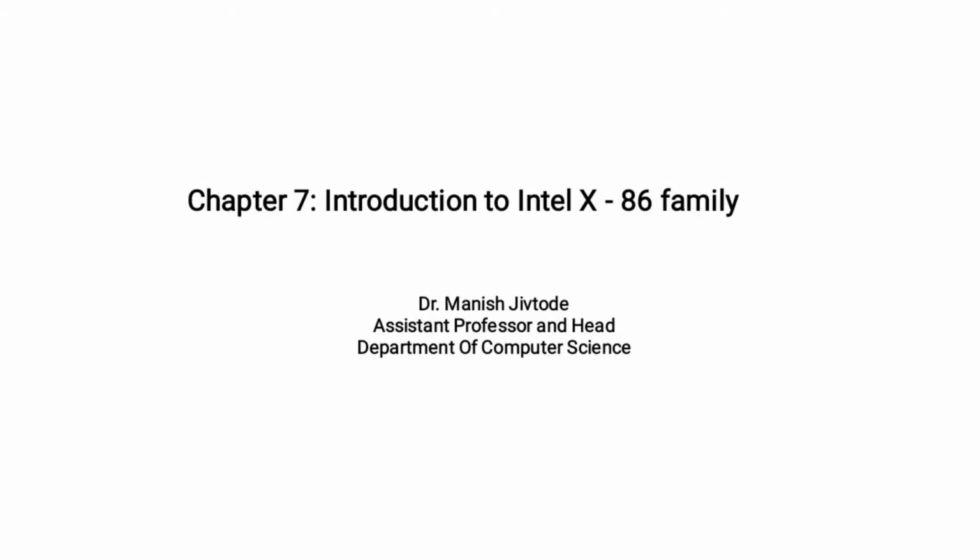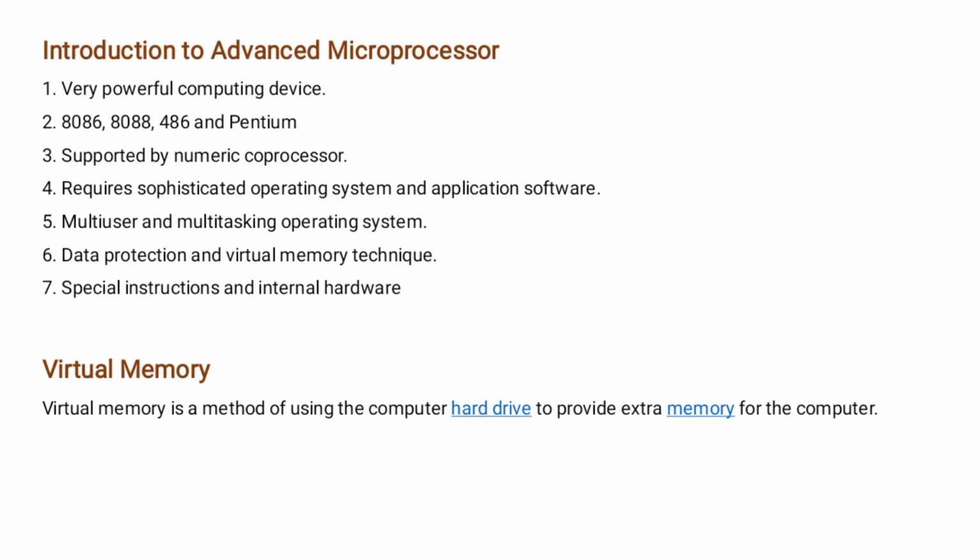This is Chapter 7, Introduction to Intel x86 Family. In this chapter, first we are going to give a brief introduction about the advanced microprocessor. The advanced microprocessor is a very powerful computing device. The advanced microprocessors are 8086, 8088, 486 and Pentium.